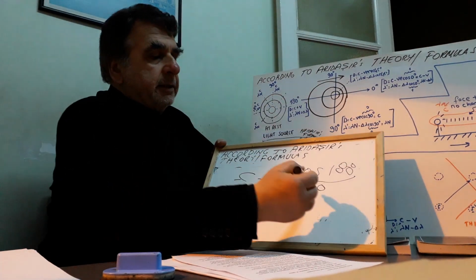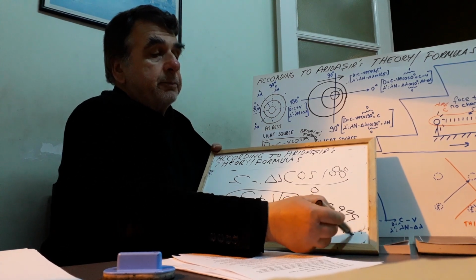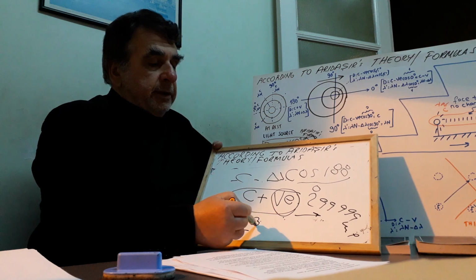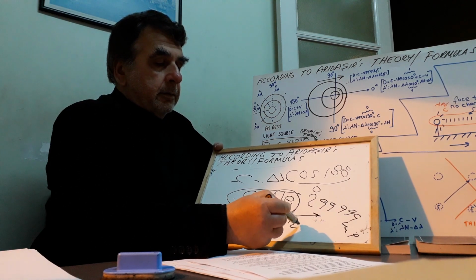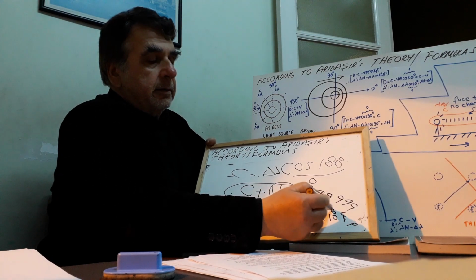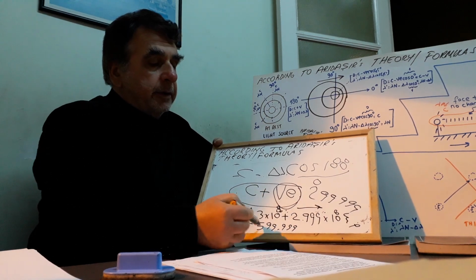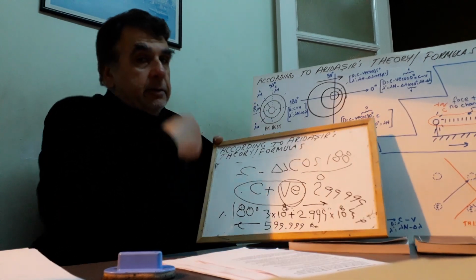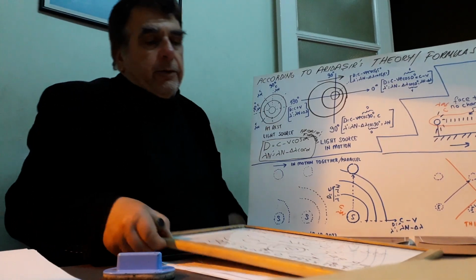Okay, if electron motion form is near the speed of light like that, 299,999 kilometer per second, electron motion form, source velocity, okay. 3 times 10 to the 8 plus 2.99999 times 10 to the 8, okay, totally 599,999 kilometer per second in 180 degree direction, near 2 times greater than the speed of light.